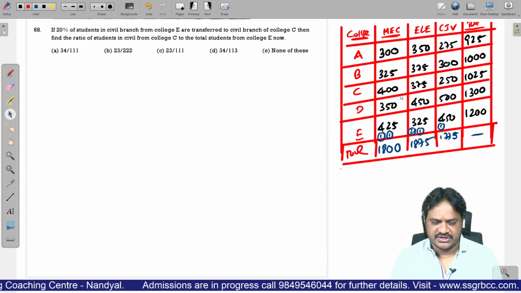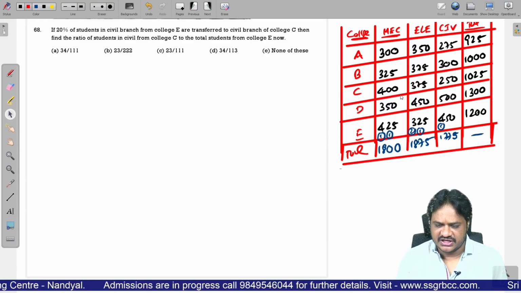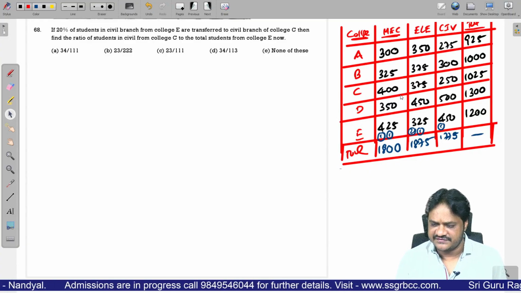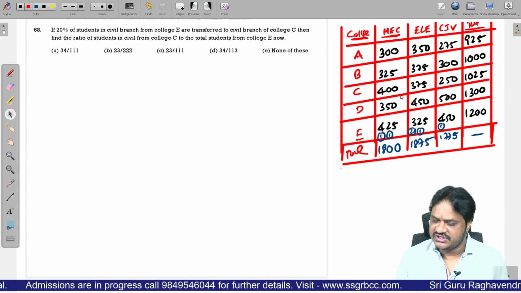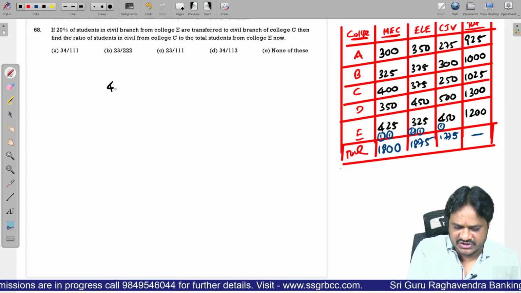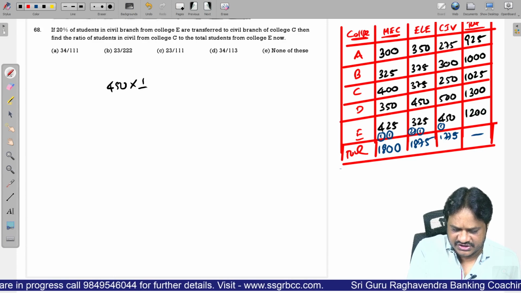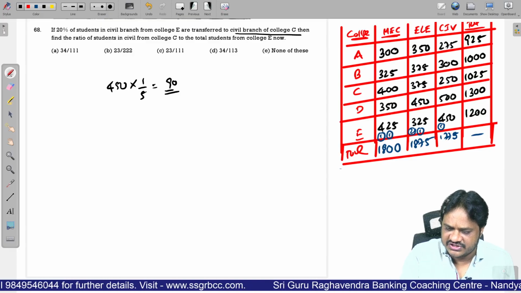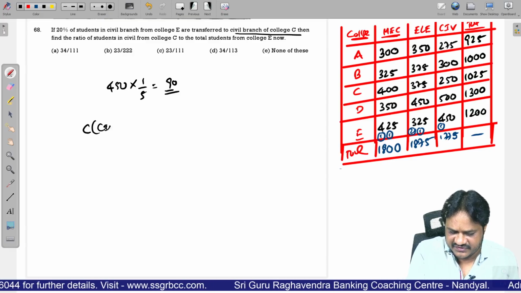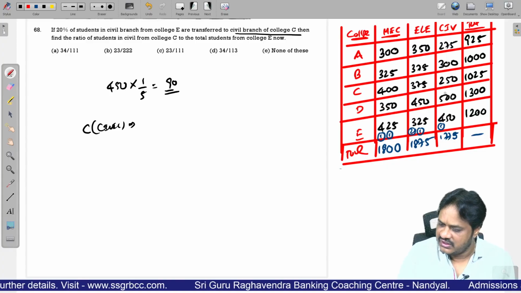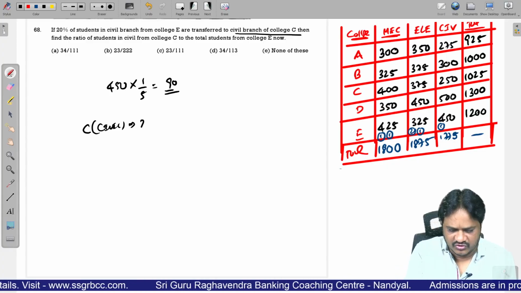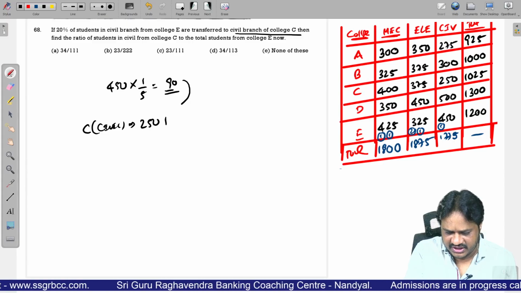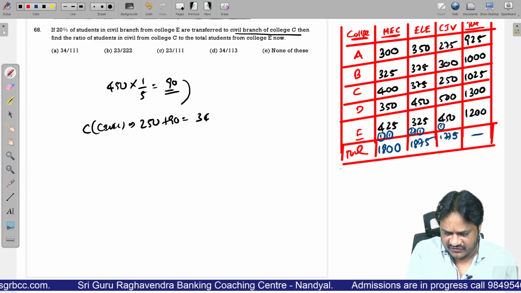If the 20% of the civil students from E are transferred to civil branch of C. So civil students of E is 450. In this 20% means 90. They are getting transferred to civil branch of C. C civil, already we are having 250. Now these 90 members are coming, so it becomes 340.